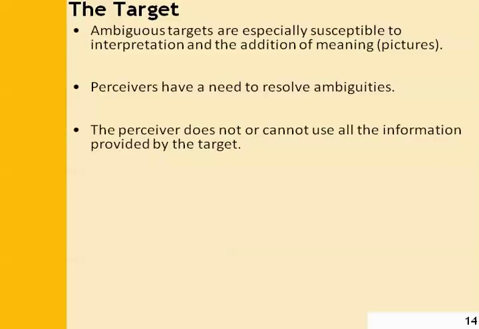For example, the pictures that I have shown you before. Perceivers have a need to resolve ambiguities. Ambiguities الغموض أو الحاجة اللي احنا مش واضحة لينا. Okay, so the perceiver does not or cannot use all the information provided by the target. يبقى ليه الناس perceive the same target differently؟ من ضمن الحاجات إن ال perceiver نفسه cannot use all the information provided by the target.